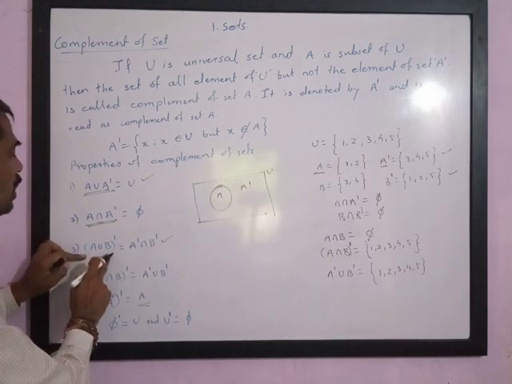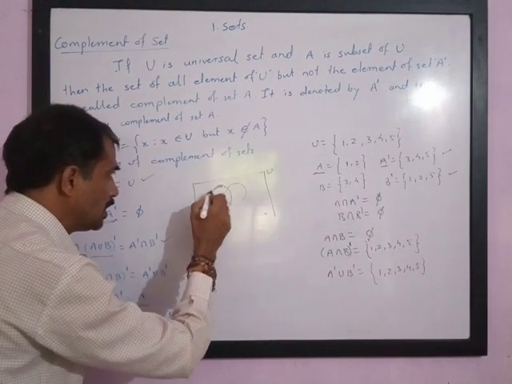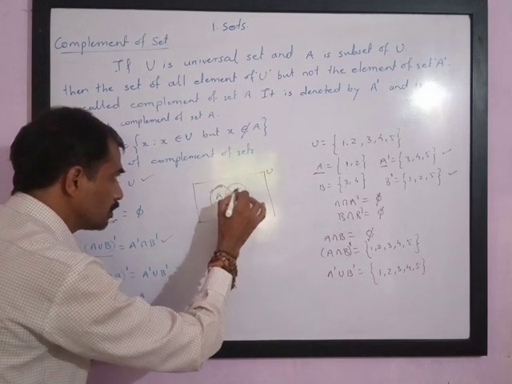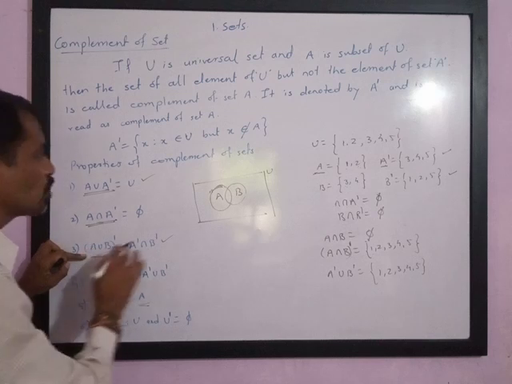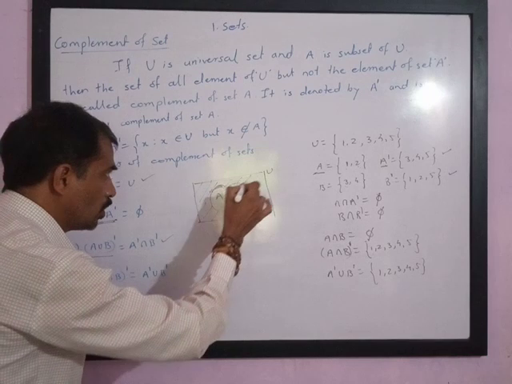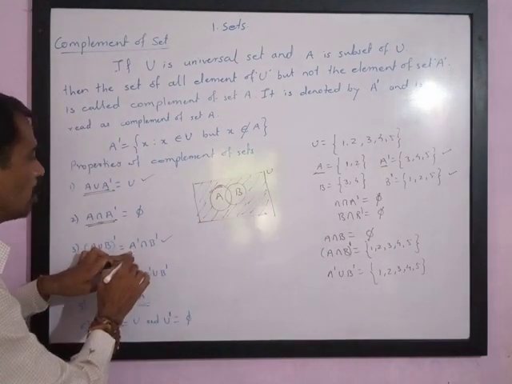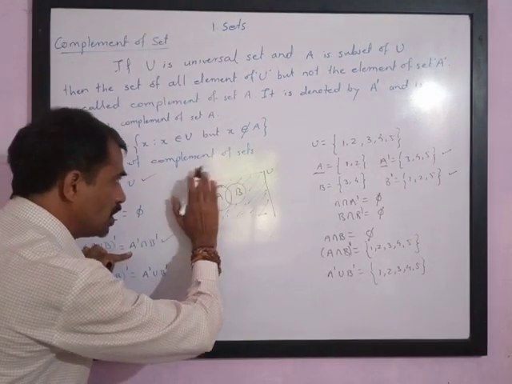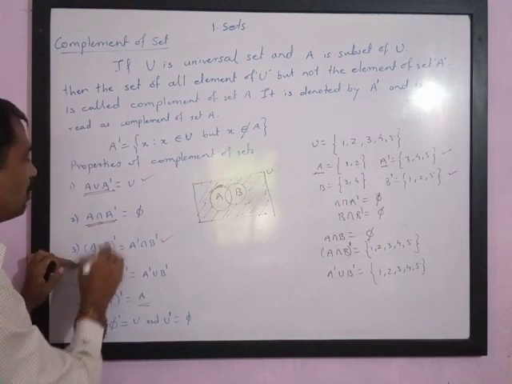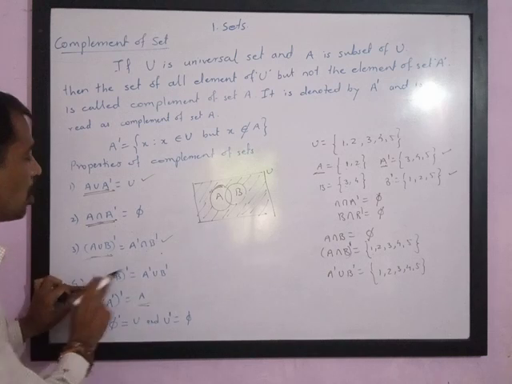Then A union B. If this is set A and this is set B, then A union B's complement means this outside part, which is not the part of A and B both. So this shaded portion represents the complement of A union B. A's complement means which is outside A, and B's complement means which is outside B. So you will get A union B's complement is equal to A complement intersection B complement. This first law can also be understood.